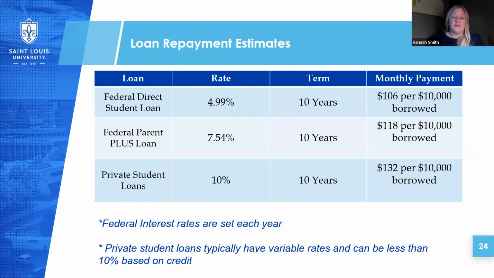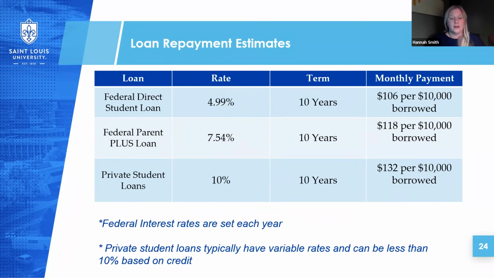And this is just comparing the repayment estimates for the different loan options that we talked about. As you can see, this is why we recommend this order in terms of looking for additional financing options. First, that federal direct student loan. It's the lowest interest rate here. The term is the same. So your monthly payment is going to be the lowest out of these three options.